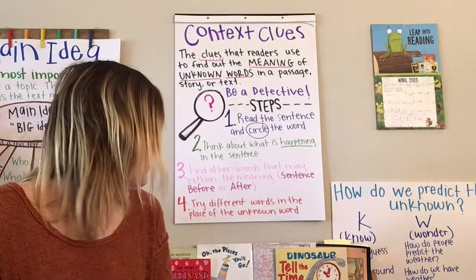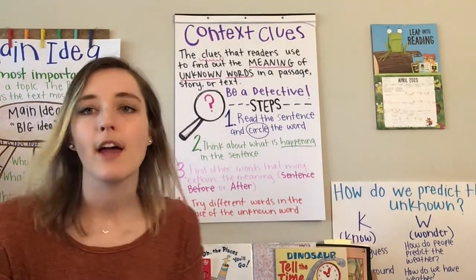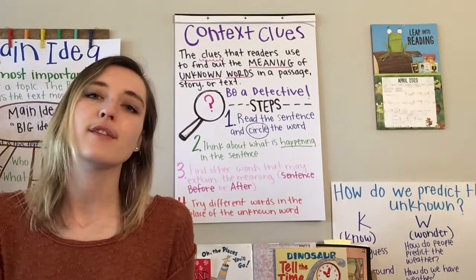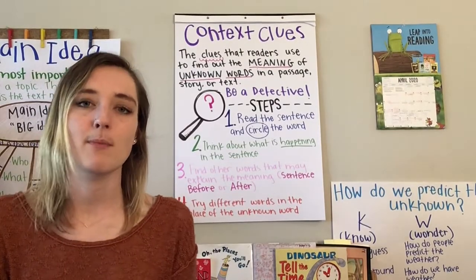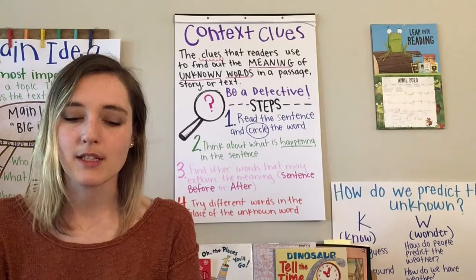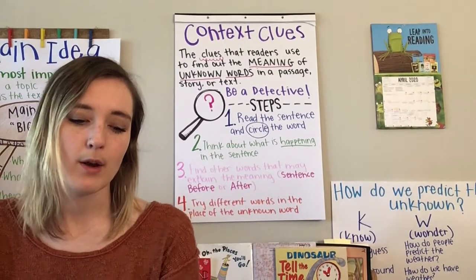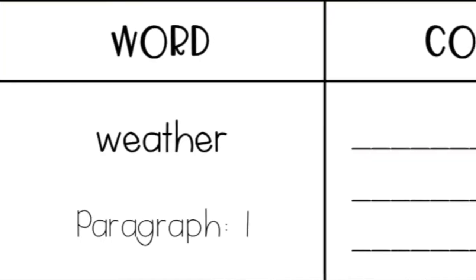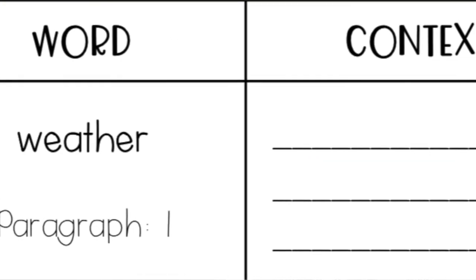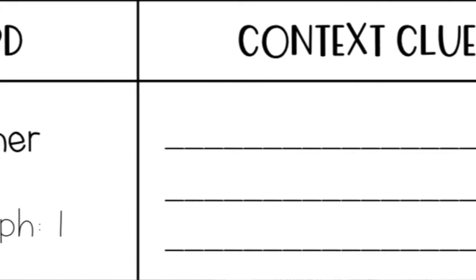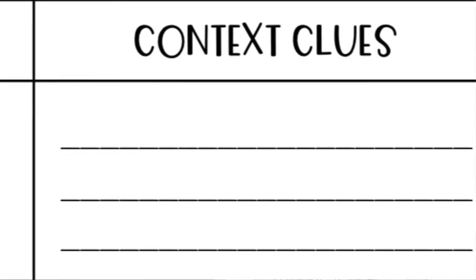Last step, we can try different words in the place of an unknown word. We could do this if we wanted to, but I think we have enough information to fill out what weather is. So go to our graphic organizer. We are on weather, paragraph 1, context clues. Context clues is, what does the text actually say? This is where you're going to copy and paste what the text says.